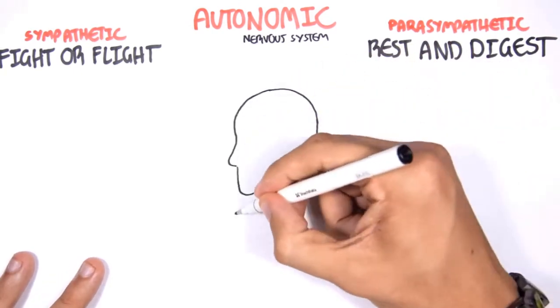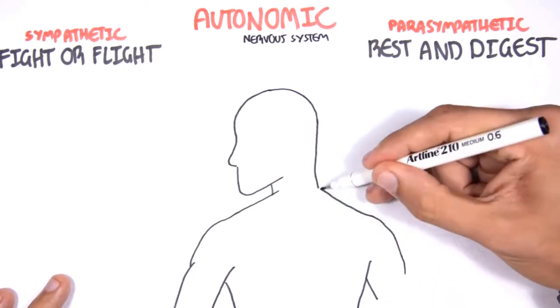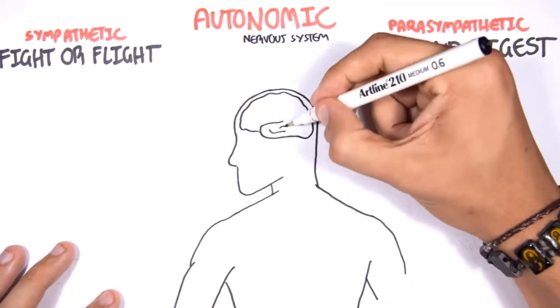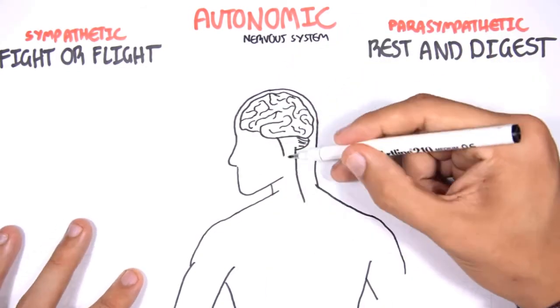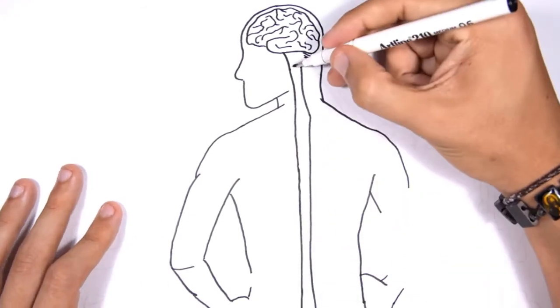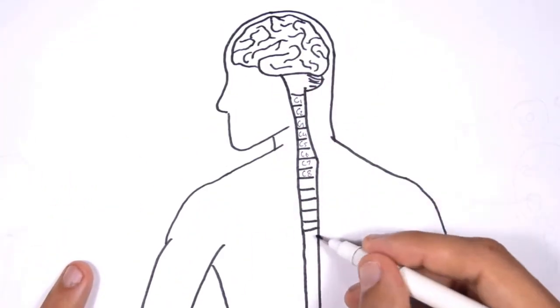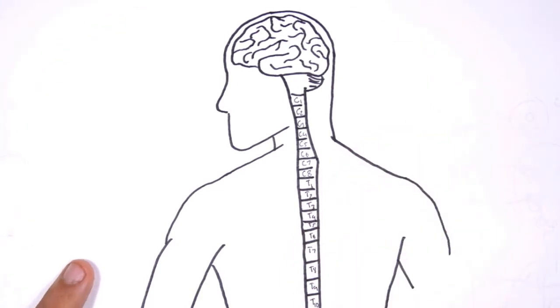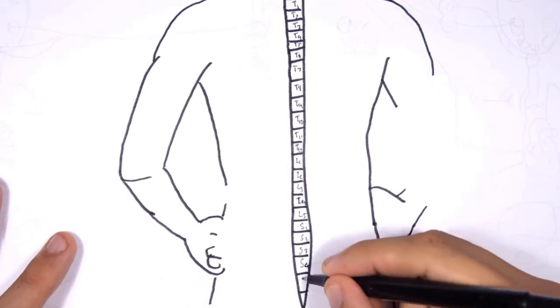The autonomic nervous system is involuntary control of body tissues. It arises from the central nervous system, which is our brain and spinal cord basically. So here I am drawing the brain and the spinal cord. The spinal cord can be divided into segments. The spinal cord is divided into 31 segments. We have 8 cervical, 12 thoracic, 5 lumbar, 5 sacral, and 1 coccygeal segments.